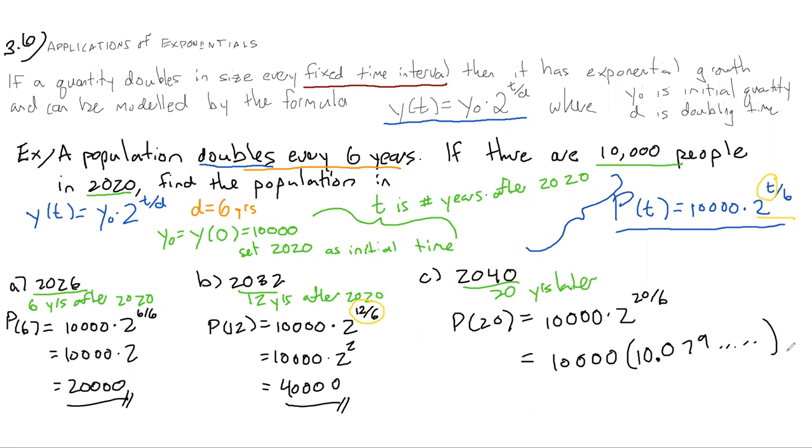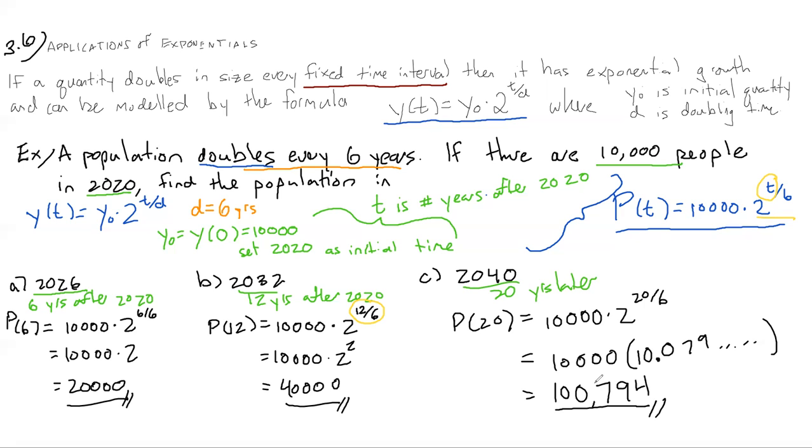And then I'm going to multiply by 10,000. And I should get about 100,790. And this one I'm going to round to an integer because it's people. You don't have half people, so I'll leave it at that. About 100,000 people, just over 100,000.